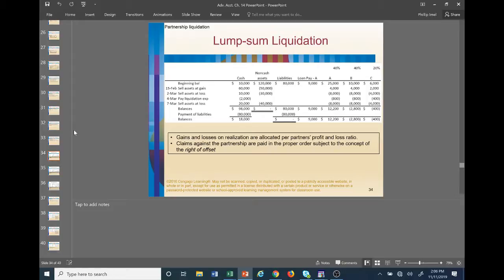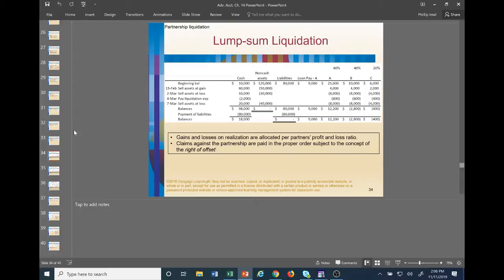So let's take a look at the timeline here. First, on February 15th, we sell assets at a gain. We receive $60,000 cash for non-cash assets of $50,000. So the gain of $10,000 will be allocated to partners A, B, and C relative to their profit and loss ratios. Same thing, March 2nd, sell assets at a loss. We receive $10,000 cash for $30,000 worth of non-cash assets, so we incurred a $20,000 loss. Once again, we allocate that loss amongst the partners based upon their profit and loss percentages.